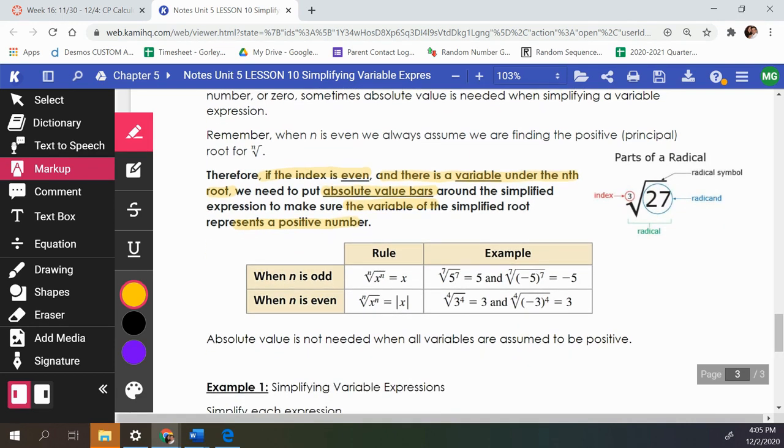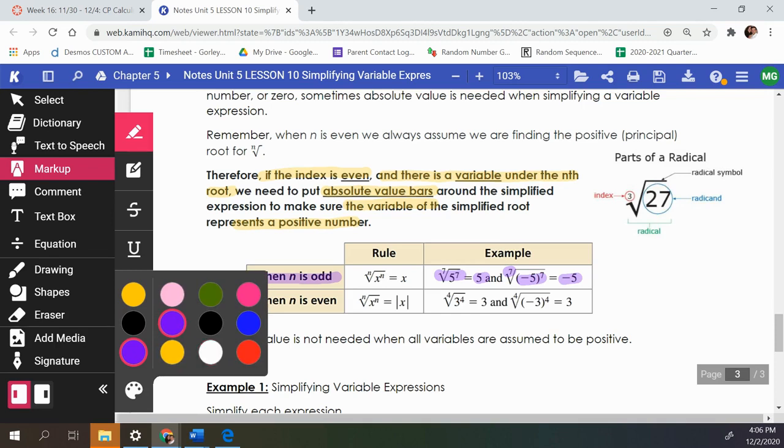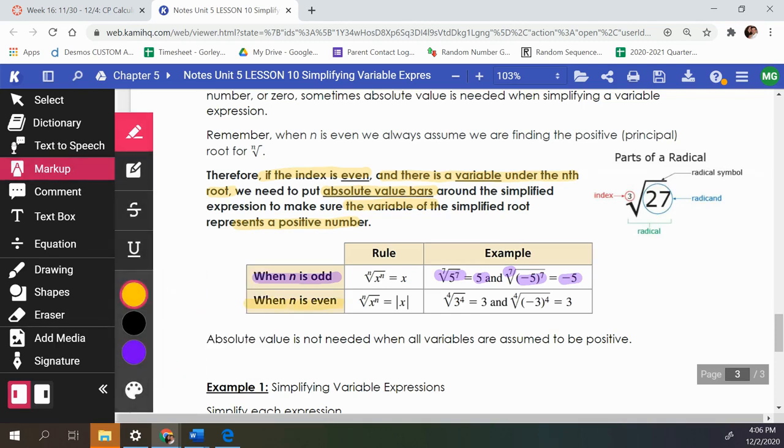Okay, so looking down here, when n is odd, we don't have to worry about anything. We could just take the seventh root of 5 to the 7th and get 5. Or we can take the seventh root of negative 5 to the 7th and get negative 5. There's no problems when n is odd. The problem arises when n is even. If we're taking an even root, notice how your answer is going to have absolute value bars around it. The fourth root of 3 to the 4th is 3.